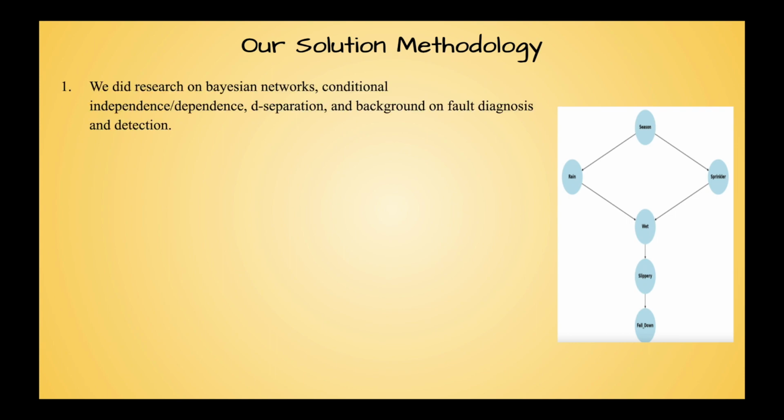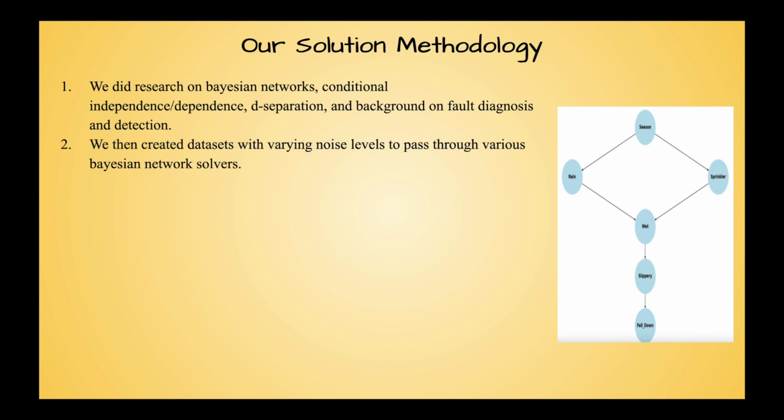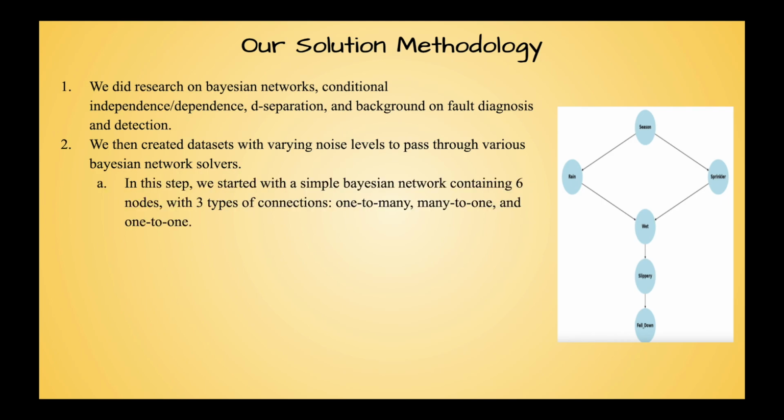In order to accurately and effectively test our solvers, our first step was to conduct extensive research on Bayesian networks, conditional independence and dependence, and D-separation. Once we developed a strong background on these respective topics, we picked our three solvers and created a simple Bayesian network to test each solver on. Our network consisted of 6 nodes that featured 3 types of connections, one-to-many, many-to-one, and one-to-one.